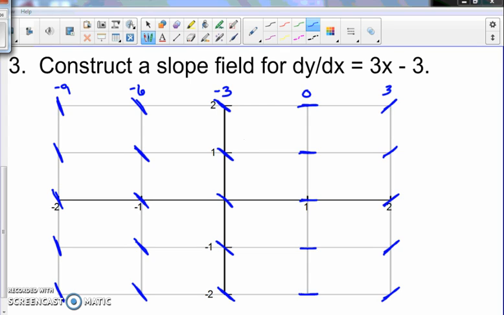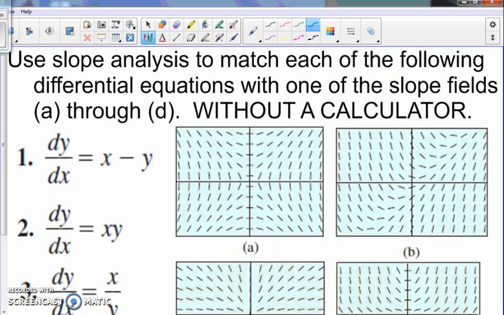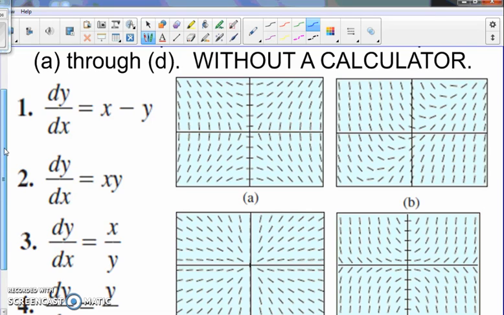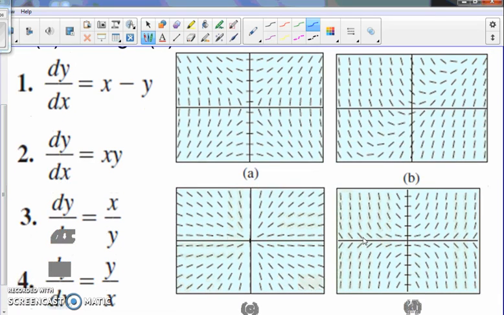So one of the more common things that you're going to be asked to do is be given some graphs of slope fields and some differential equations, and you're going to have to try to match them up. We're actually going to play a matching game in a few days with all this stuff. So here, without a calculator, I've got these 4 differential equations and these 4 slope fields, and I want to try to match them up. So I want you to pause the video for a minute and play this game with yourself. See if you can figure out what goes with what. Try plugging in some points and figuring it out.